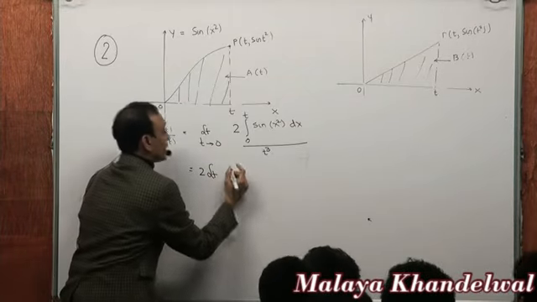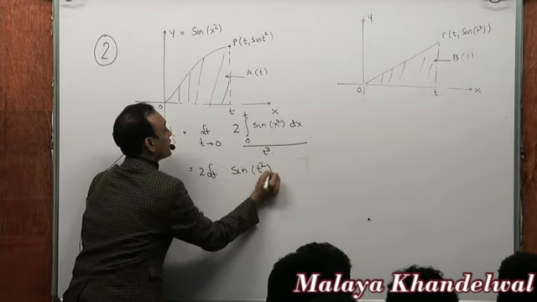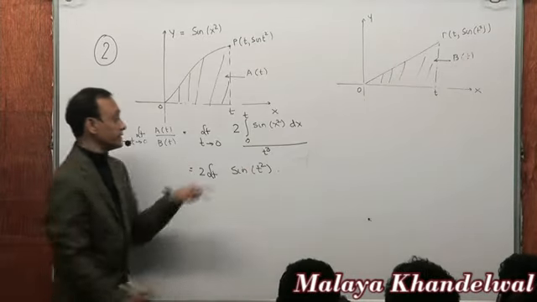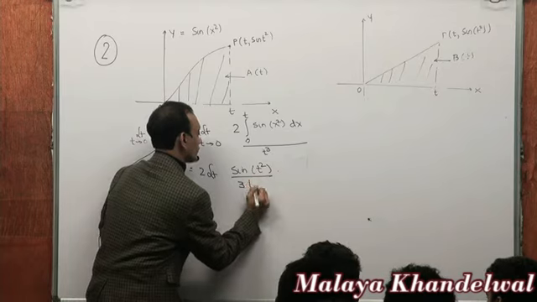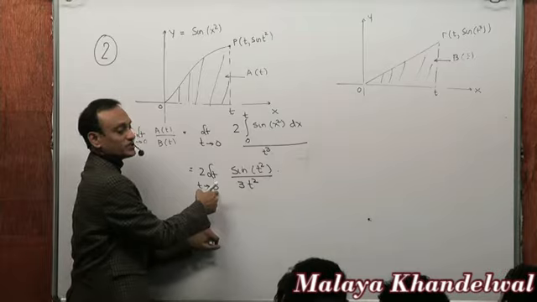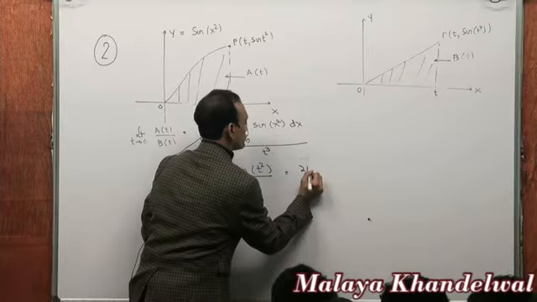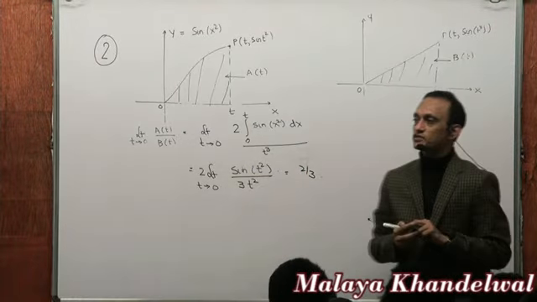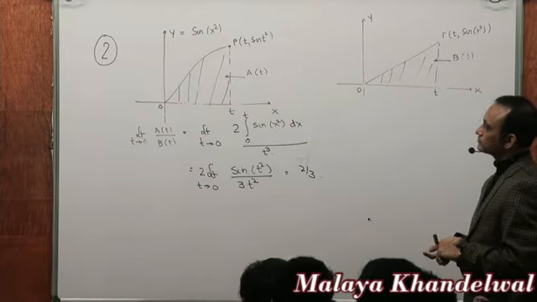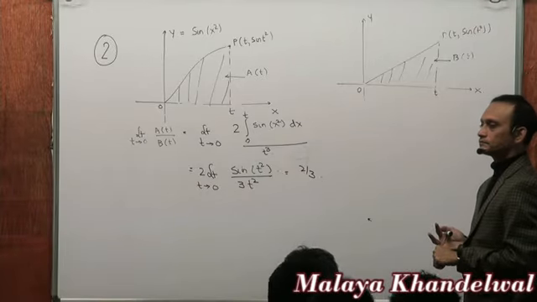Twice limit. When I differentiate this, what do I get? Sine t squared is what I get. When I differentiate this, I get 3t squared. As t tends to 0, sine t squared by t squared, as t tends to 0, is 1. So this is going to be 2/3. Yes or no? Got me?